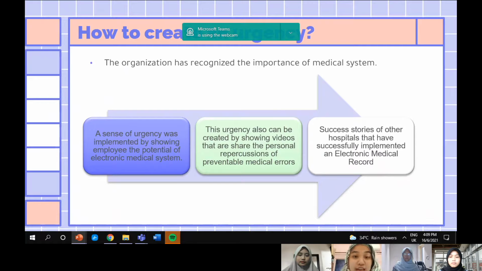First, a sense of urgency was implemented by showing employees the potential of the electronic medical system. Consideration of the risk of harm created motivation for change on the unit. The doctors on the unit were supplied with articles that describe how the electronic medical record is better. A big hope for electronic medical records was that they will reduce mistakes. The illegible handwriting of many physicians has been blamed for countless errors.